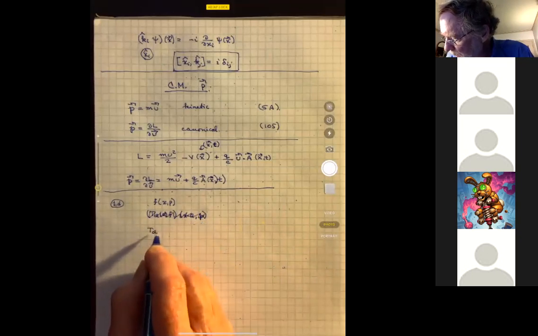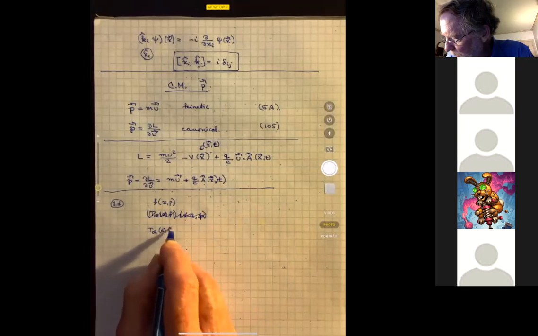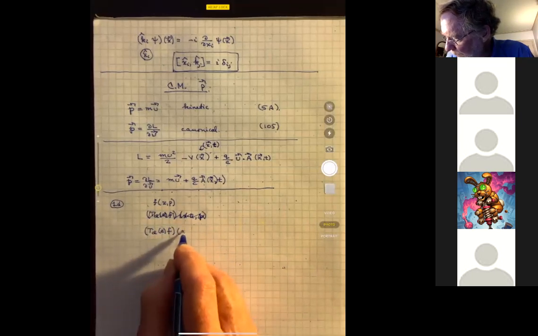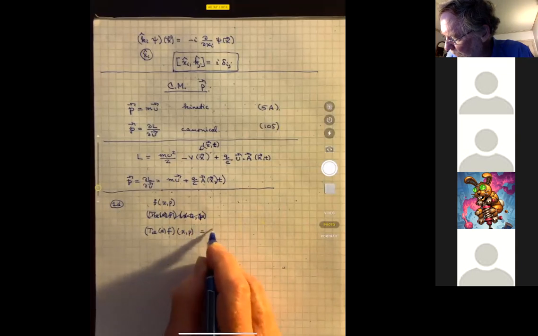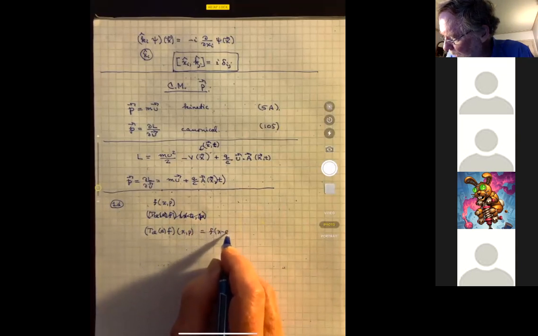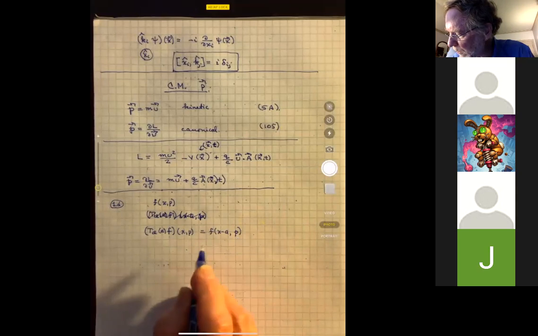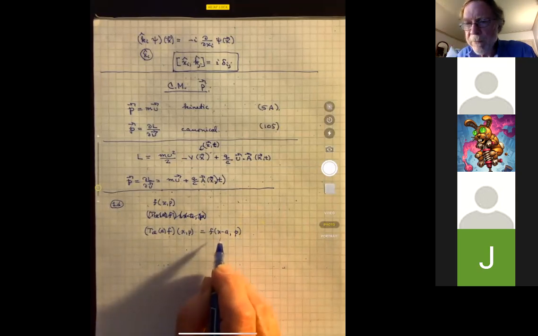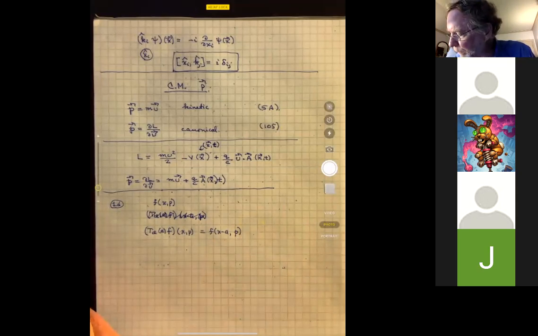The classical action of A applied to a distribution function f, evaluated at x and p, is equal to the original distribution function evaluated at x minus a and p. And this just means, as I said, you shift the particles' positions but leave their momenta alone.